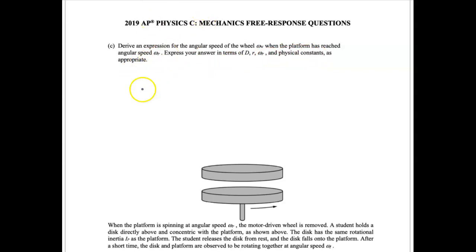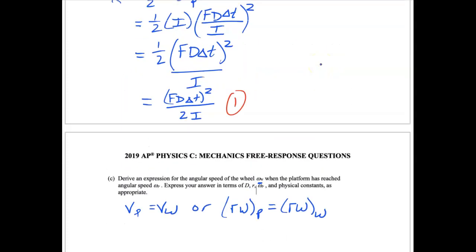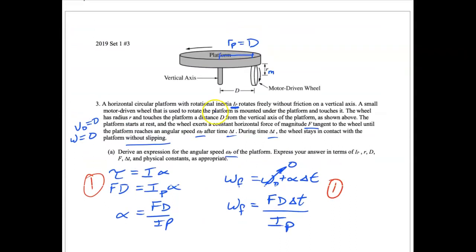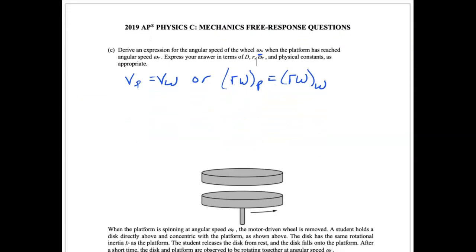So for this one, we know that the velocity of that platform is equal to the velocity of the wheel, or we could say we have r times omega for the platform is equal to r times omega for that little wheel. Be really careful that you're seeing what these are. This is for that little motorized wheel, so if we go back up, that's for this motor-driven wheel, and they're using omega w for it.